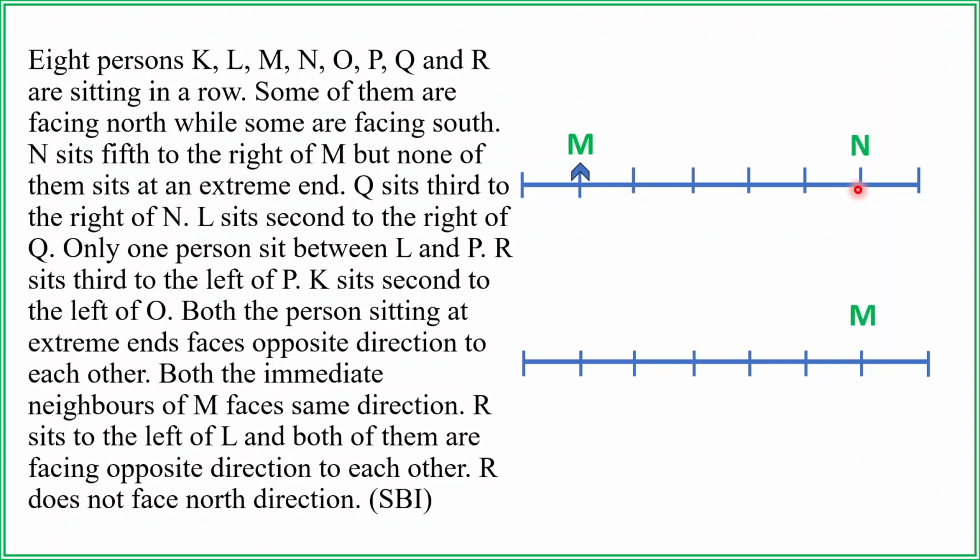In case number 2, let's suppose M is placed here and is facing south, and in the south direction, this side is your right side. Okay, so fifth to the right of M will be this position. So I'm going to place N here. Q sits third to the right of N. Okay, in the first case, let's suppose N is facing south direction, and since this side is the right side and third to the right of N is Q, so Q will be placed here at this position in case number 1. In case number 2, let's suppose N is facing north, so Q will be placed here because it is third to the right of N.